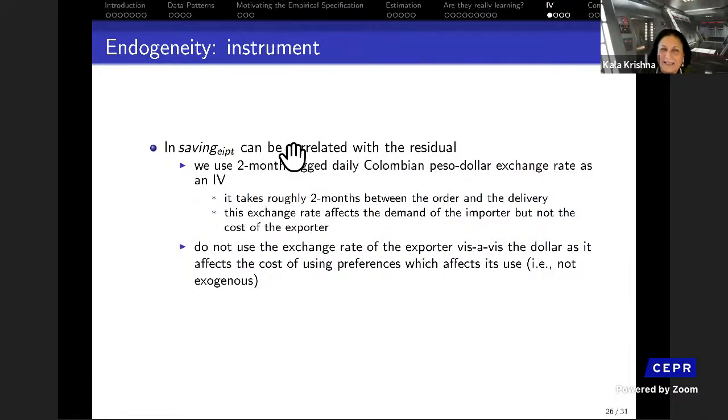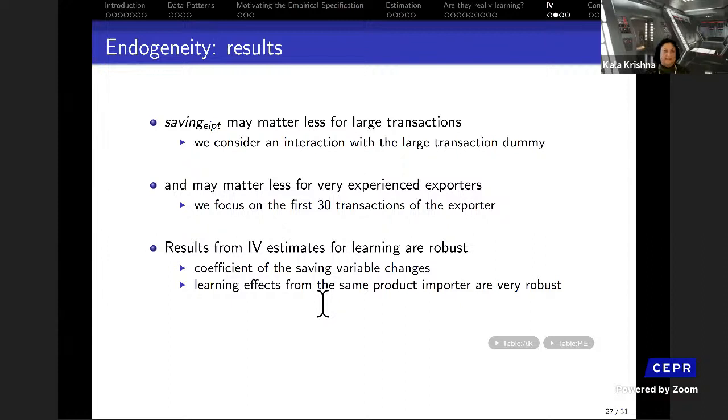Why? Well, the lag 2 months makes perfect sense because it takes roughly 2 months between the order and the delivery. So that's perfectly sensible to lag the exchange rate. And so you're making a decision on the order based on a 2 month earlier time from the time of the transaction. It hits the port and comes through. As I said, we don't use the exporters one because it's not exogenous. Because it'll affect the cost of using preferences, it'll affect its use, and so clearly it's not exogenous.